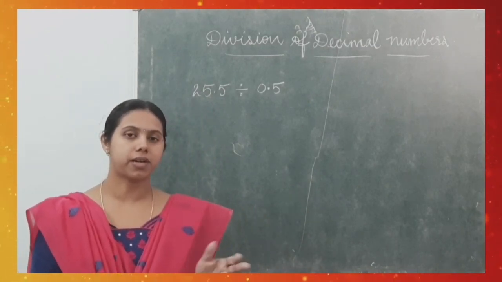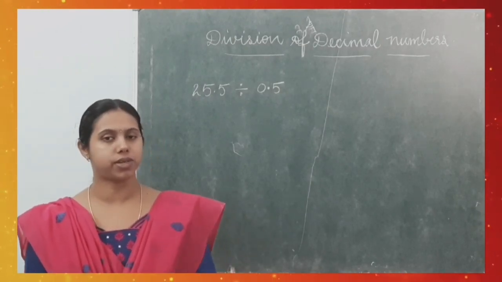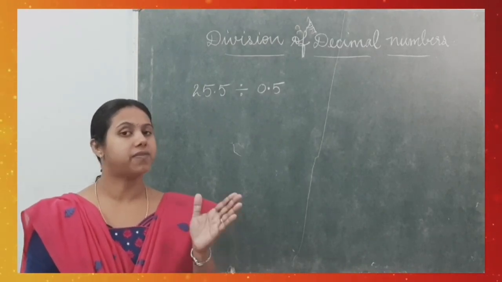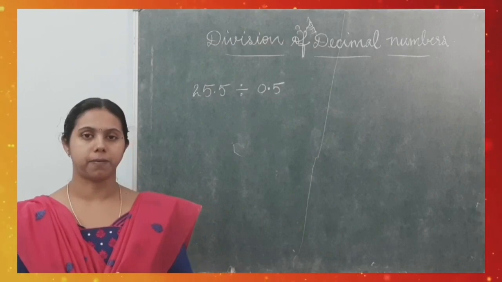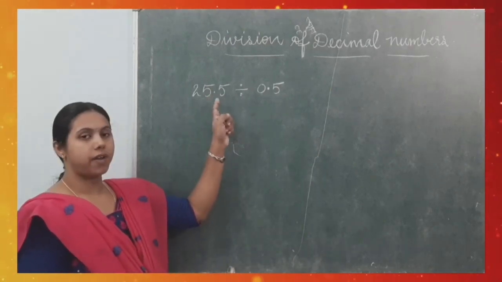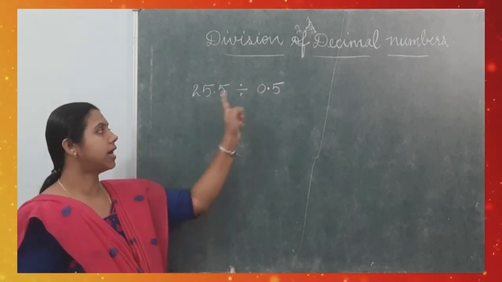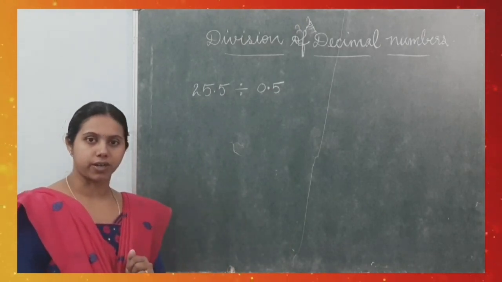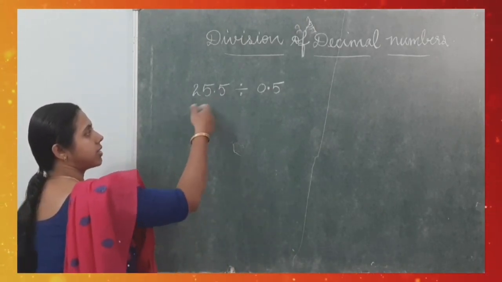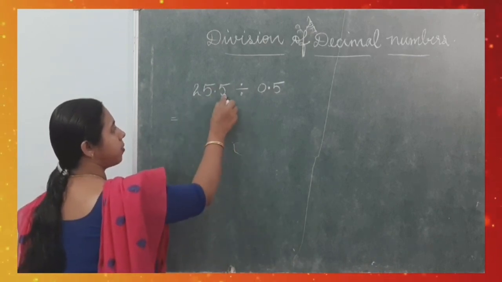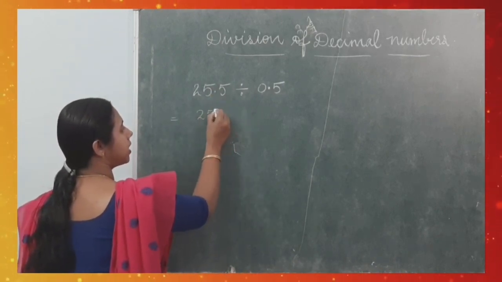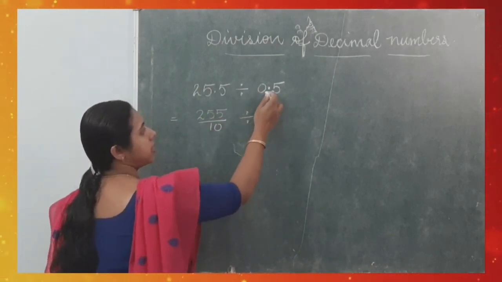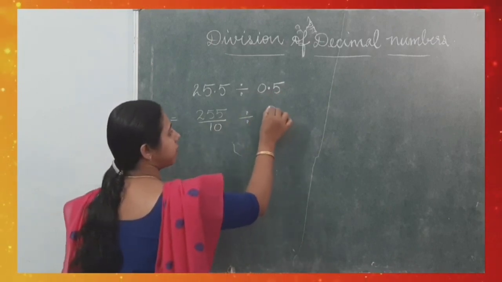Now we are discussing dividing a decimal number by another decimal number. This much time we discussed a decimal number divided by 10, 100 or 1000. Then we divided by a whole number. Now we are discussing a decimal number divided by another decimal number. See, 25.5 divided by 0.5. Both are decimal numbers. So very easily you can solve this using fractions. When you change the decimal into a fraction, 25.5 we can write as 255 by 10 divided by 0.5. We can write it as 5 by 10.